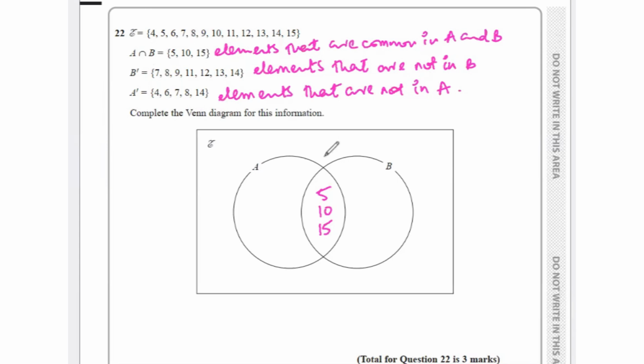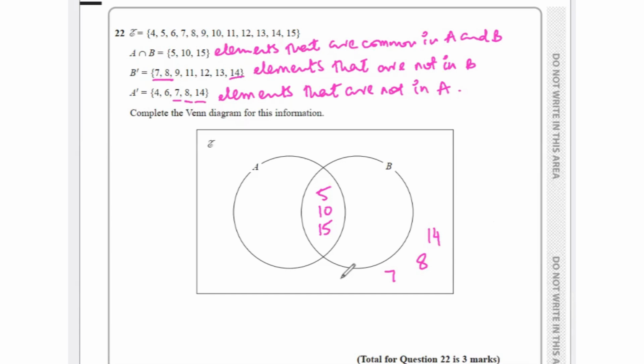So A intersection B is 5, 10, 15. So these 3 numbers automatically come in the middle, in the common part. Now, B complement is 7, 8, 9, 11, 12, 13, 14. If we compare B complement and A complement, we can see that we have 7, 8, and 14 common. So if 7, 8, and 14 are common, which means they're neither in A or B, they're outside them. So 7, 8, and 14 are outside because this is the common region which is not a part of A or B.